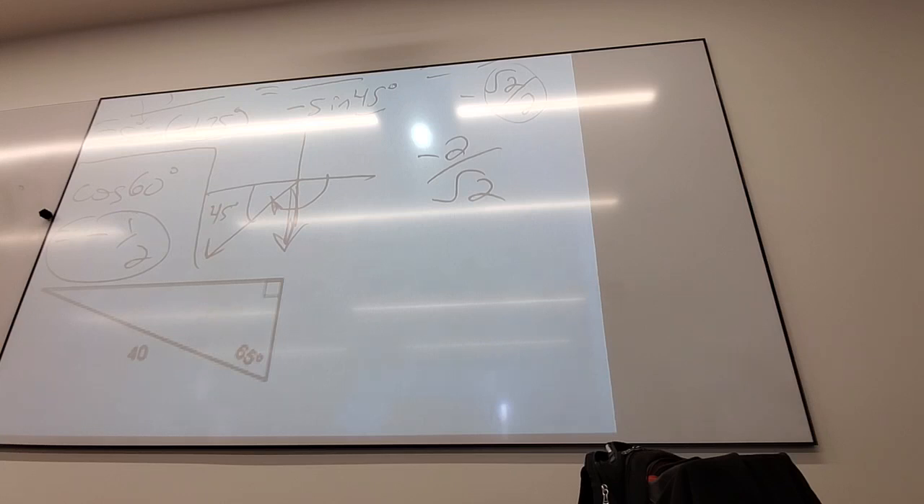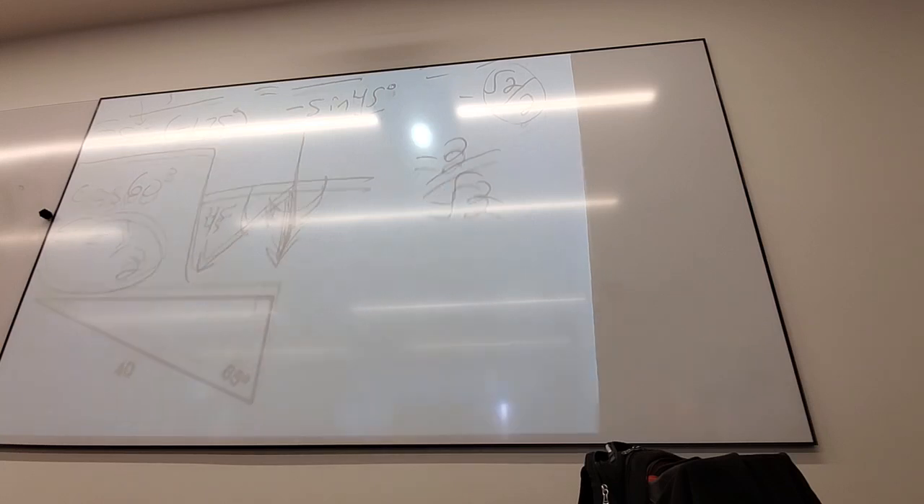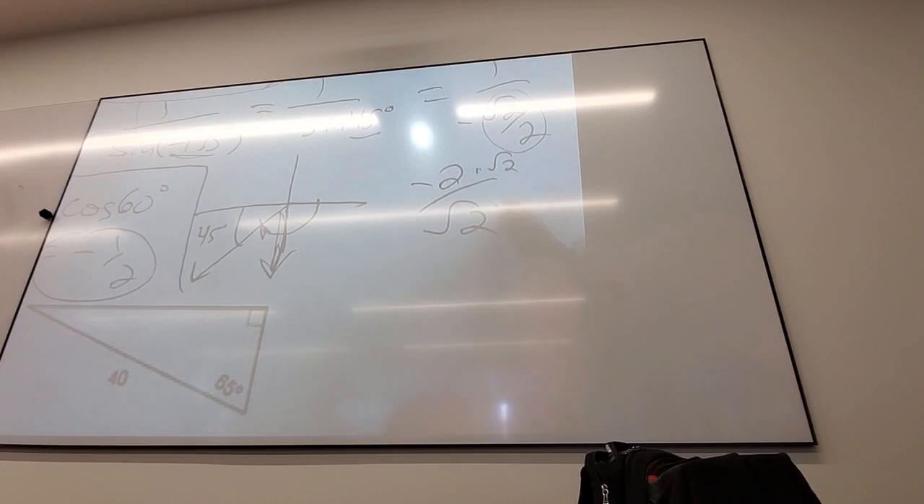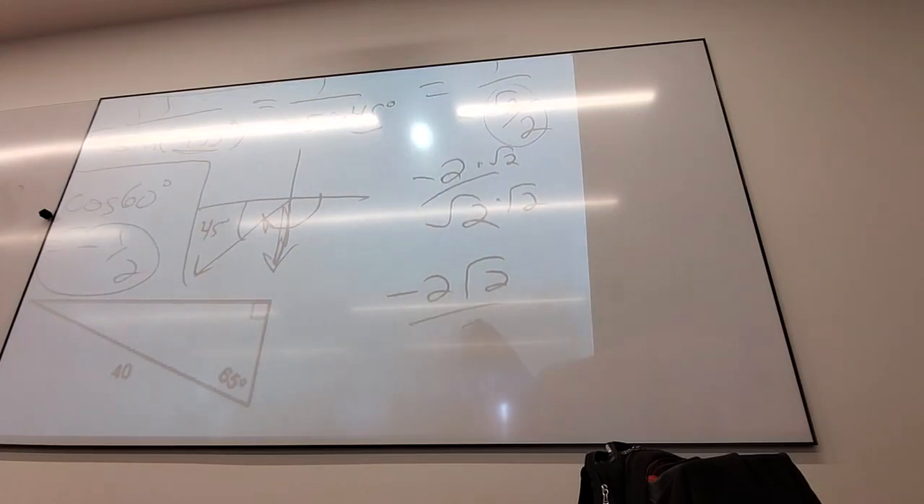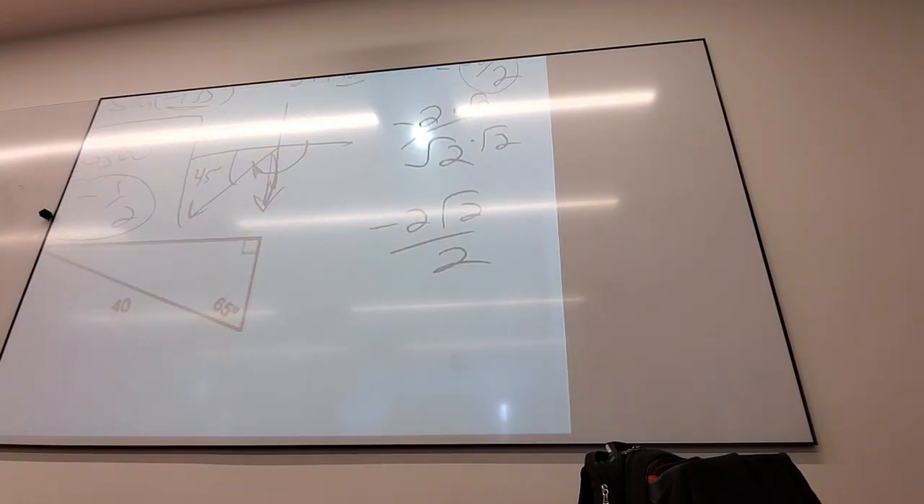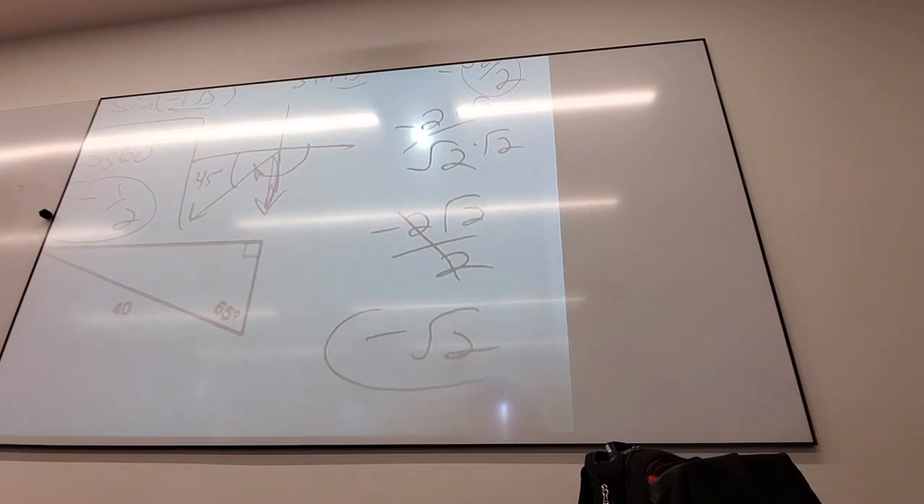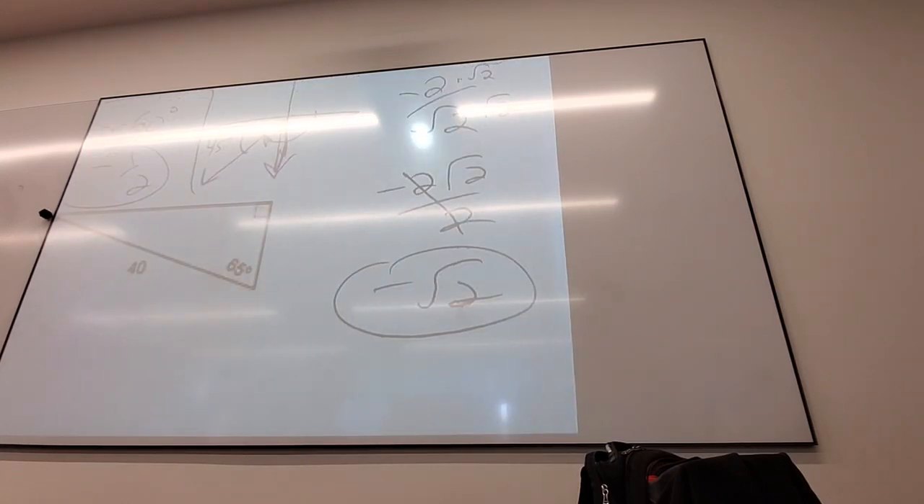Now I rationalize. So I get negative 2 rad 2 over 2, and of course, what happens there? 2's cancel, so I just get negative rad 2. Whew! So the first part of that problem was trig. And the last part was just simplification, like elementary algebra, which leaks out of our heads quick.